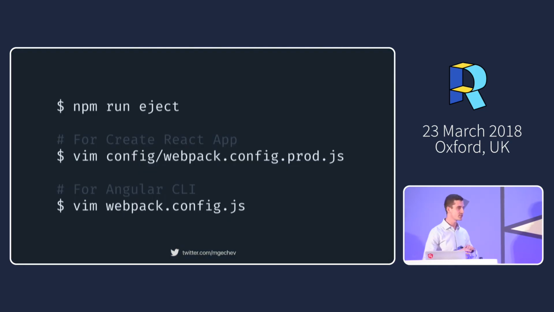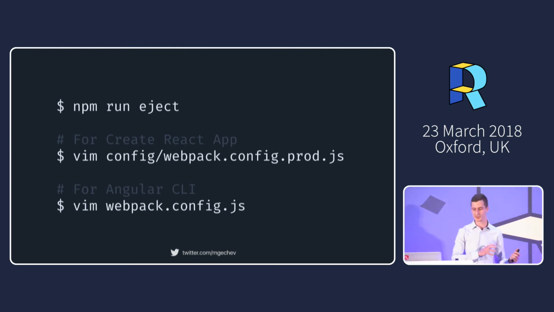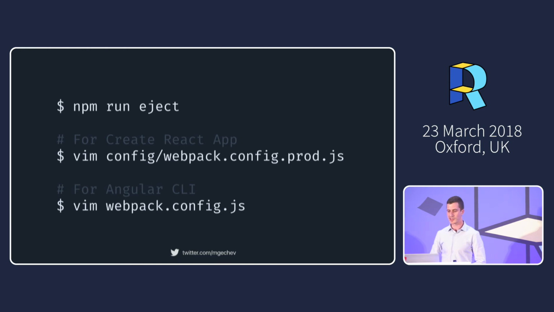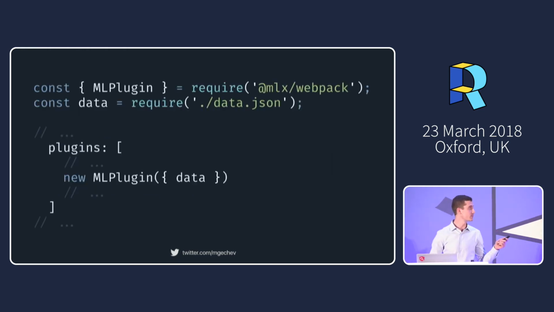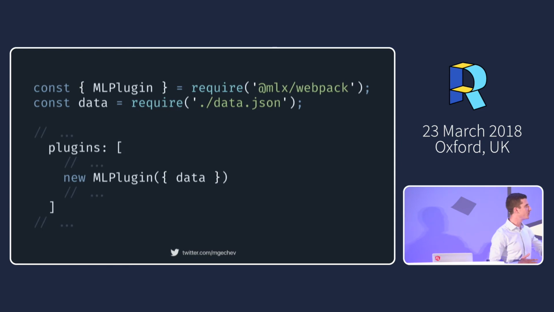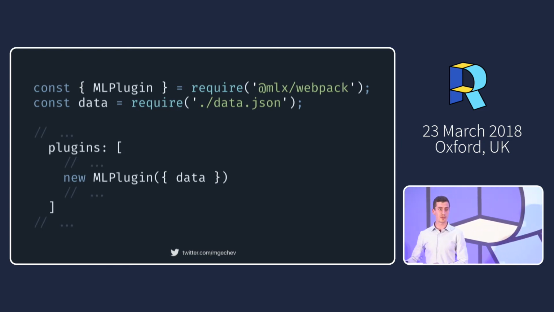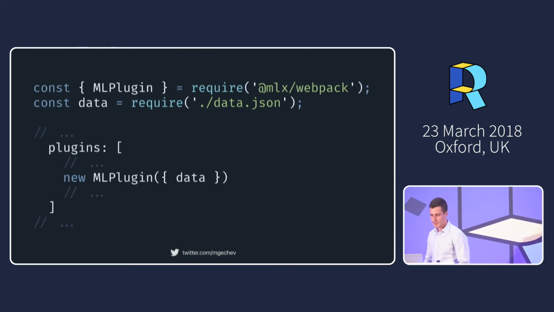This is going to output your Webpack config for both starters, for both CLI tools, Angular CLI and Create React App. And after that, you should edit the Webpack config that you got, and just add a single line of JavaScript there by introducing the ML plugin, with almost zero configuration. Also, this data property here is the data that we got from Google Analytics. The plugin can perform everything else automatically for you.